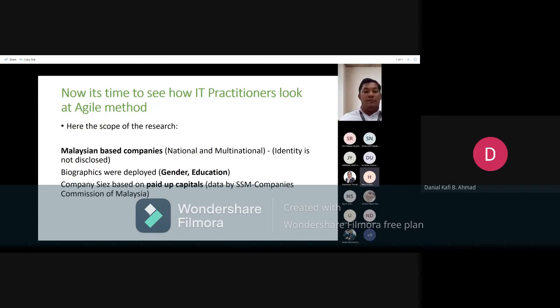Okay, so today I would only love to share the demographics that were deployed, which is gender and education. It's very interesting to see. Please don't get me wrong, I'm not being discriminatory, but just to see the differences across all developers. Maybe you want to see if female or male developers have different perceptions, and different levels of education have different perceptions, and also based on company size, based on paid up capital.